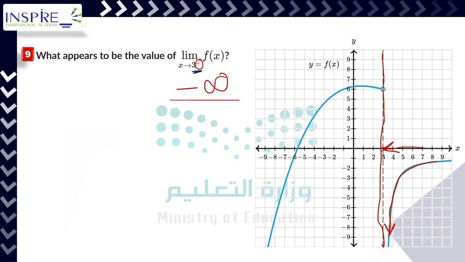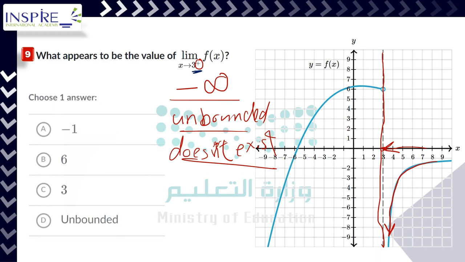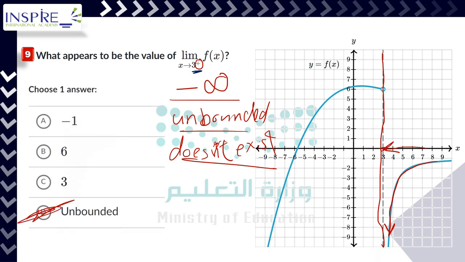If you didn't find negative infinity, it will be unbounded. And if you didn't find negative infinity or unbounded, it will be doesn't exist. Here we have unbounded, so we will choose it.